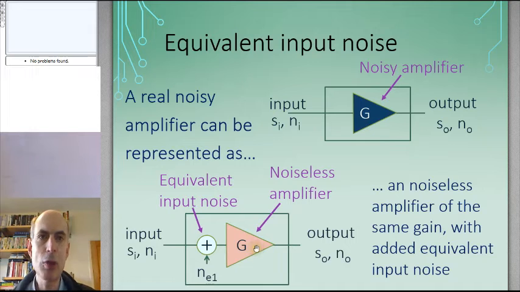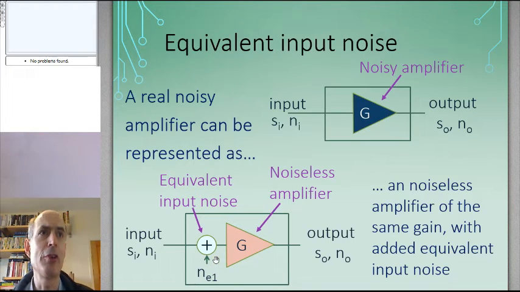So effectively, we're taking all of the noise sources of the amplifier and converting them to a single input noise power, a bit like we did with op-amps, taking all of the noise sources inside the op-amp and moving them to equivalent input noise sources. In this case, though, we're only going to be dealing with an equivalent input noise power.